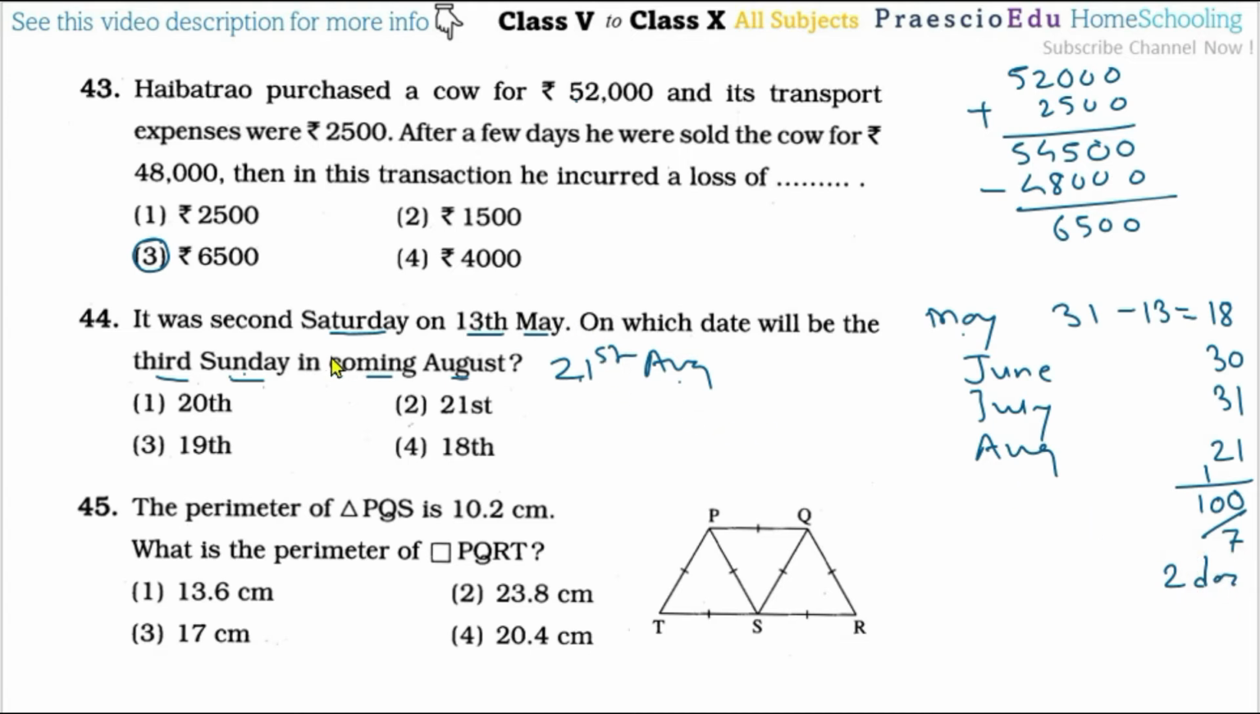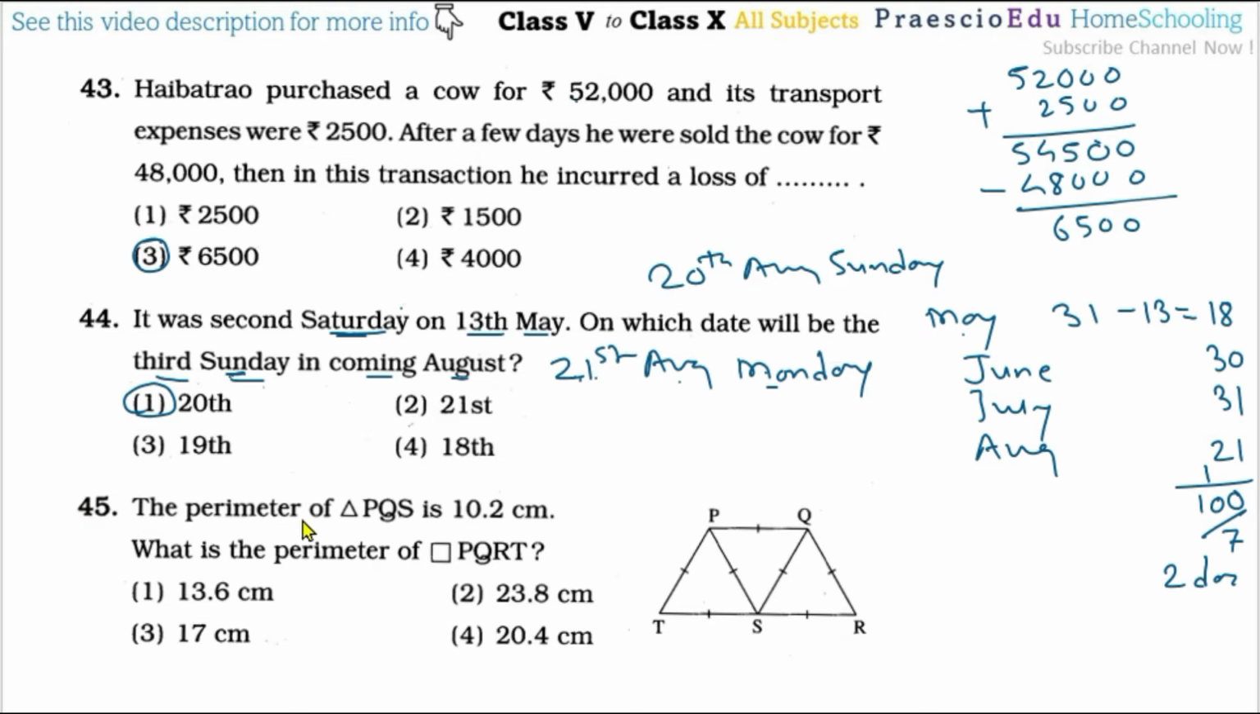So from Saturday, 2 days we have to add. That means 21st August will be Monday. But we have to go back, because we have to consider the Sunday. So 20th of August is the Sunday. So that is option number 1, correct.